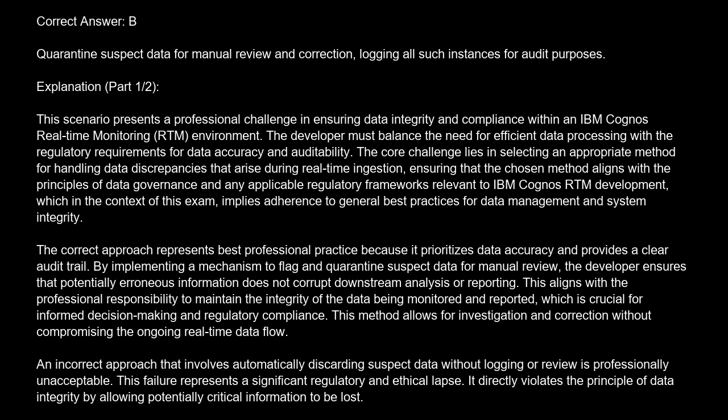The correct approach represents best professional practice because it prioritizes data accuracy and provides a clear audit trail. By implementing a mechanism to flag and quarantine suspect data for manual review, the developer ensures that potentially erroneous information does not corrupt downstream analysis or reporting. This aligns with the professional responsibility to maintain the integrity of the data being monitored and reported, which is crucial for informed decision-making and regulatory compliance. This method allows for investigation and correction without compromising the ongoing real-time data flow.